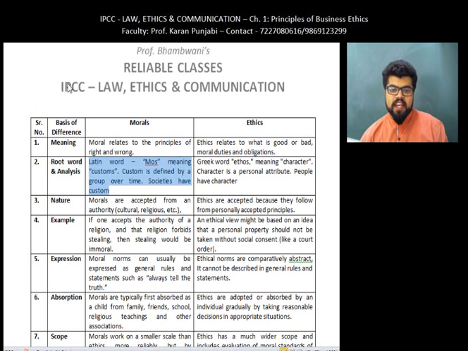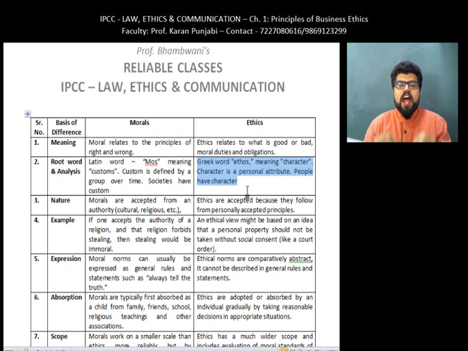While on the other hand, ethics is derived from the Greek word ethos, which means character. Character is a personal attribute. A person has character, right? So when we talk about morals, it is about society. When we talk about ethics, it is more of a personal attribute. Why? Because the origin of the word ethics is derived from the word ethos, and ethos means character. And when we talk about character, naturally it is something related to the individual.